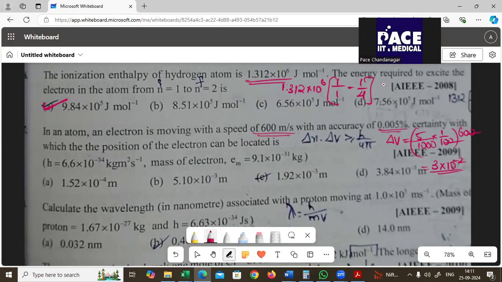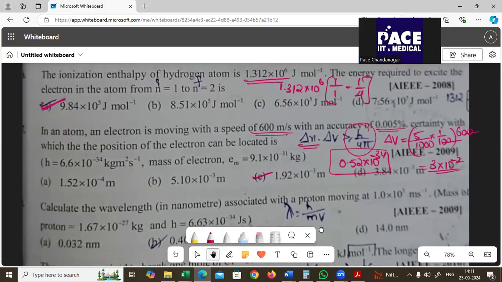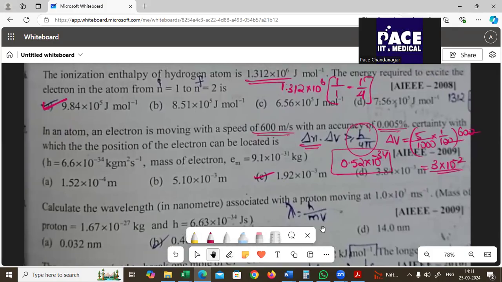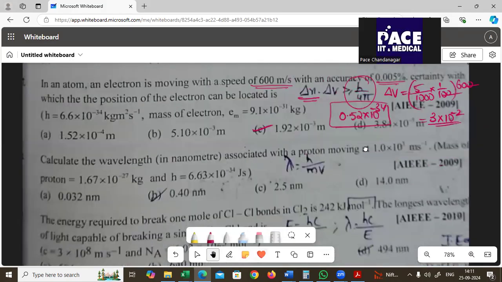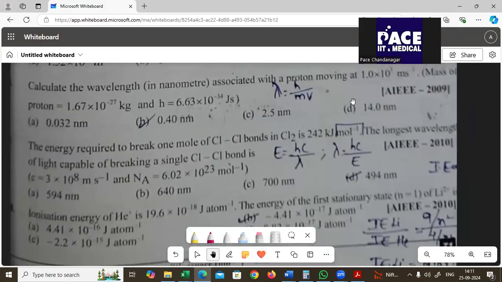And delta x is asked, so h by 4 pi. We have that as 0.52 into 10 to the power minus 34, divided by 3.3 into 10 to the power minus 2. That will give you this answer. I'm not doing the calculation part, you would do that. I'm just bringing you the base relation. In case I'm going a little bit faster, please pause the video and note it down. Moving on, I want you to do the calculation part. Don't skip it, because in the exam you have to do it.